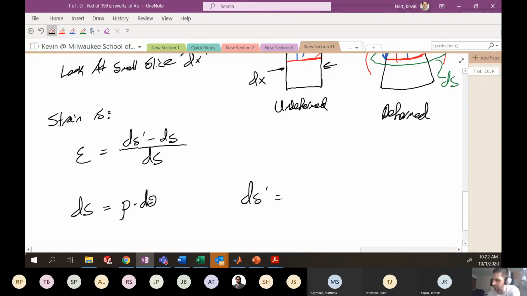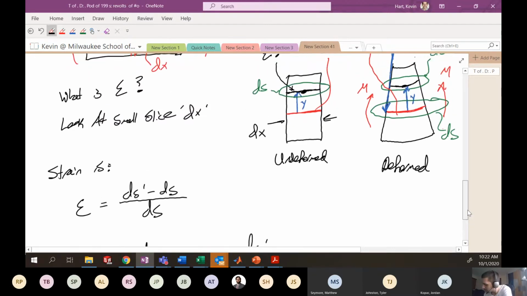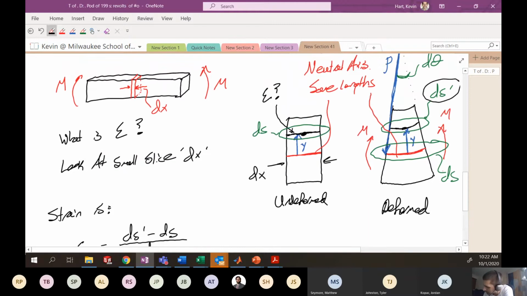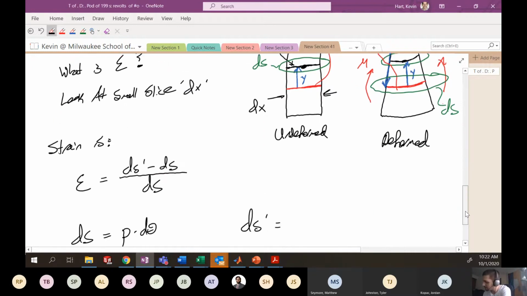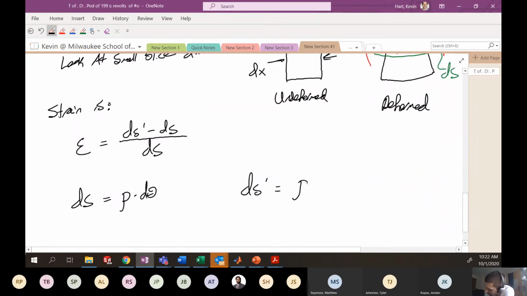ds prime, I'll use a similar strategy here. I'll look at the deformed condition. So here's my ds prime. And now I'm going to do sort of this same arc length of a semicircle calculation, except now my radius of curvature is not rho. My radius of curvature is rho minus this distance y. So ds prime is rho minus y d theta. Now I'm ready to calculate my strain.